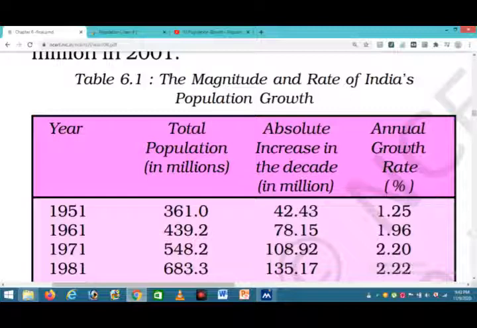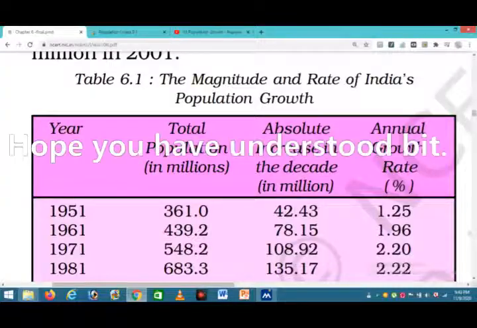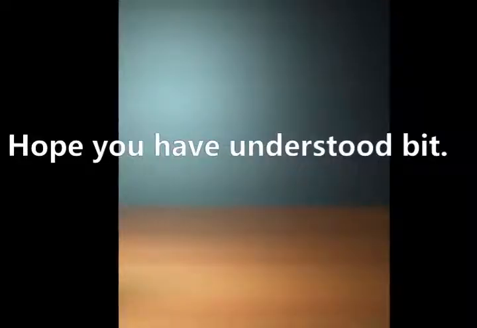The number 42.43 million is converted to percentage, so in the year 1951, right, 1.25% of the population had taken growth, right.